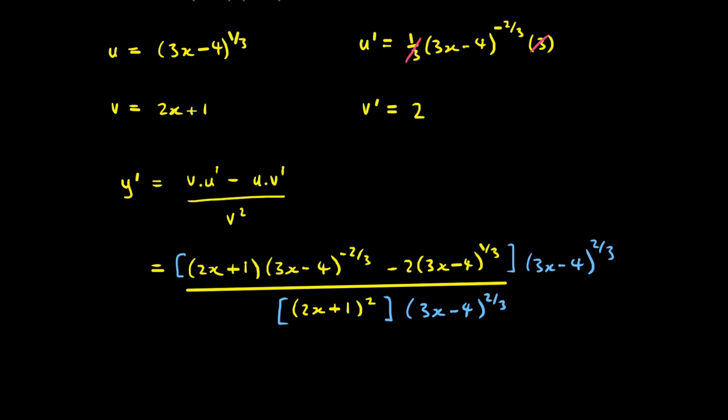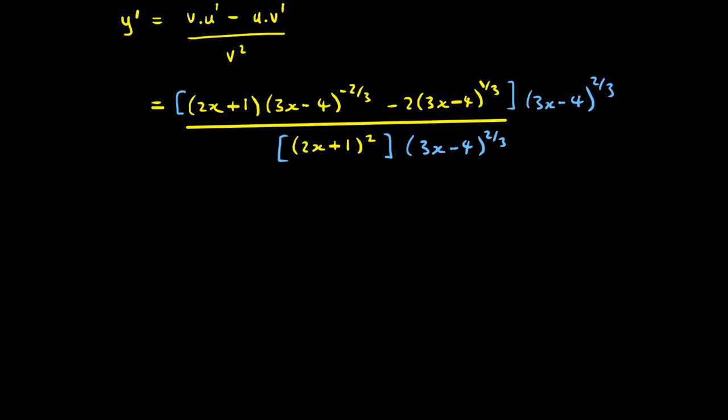So we're going to try to expand the bottom. As I said, if I multiply this thing here by 3x minus 4 to the power of 2/3, then this bit here is going to cancel off. So all I'm going to be left with is 2x plus 1. Now if I multiply this bit here by this power, I've got 3x minus 4 to the power of a third times 3x minus 4 to the power of 2/3. So I've got to add these powers, and that will give me 3x minus 4 to the power of a third plus 2/3, which is 1.